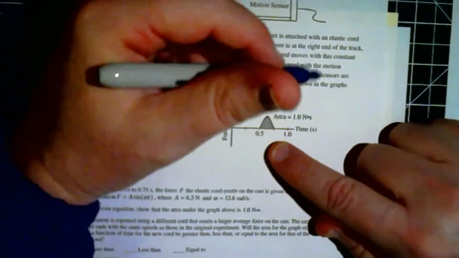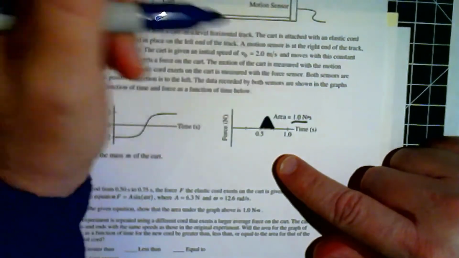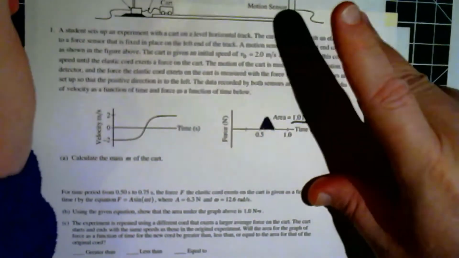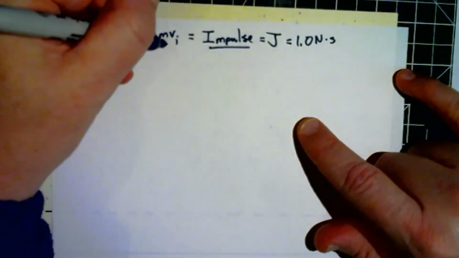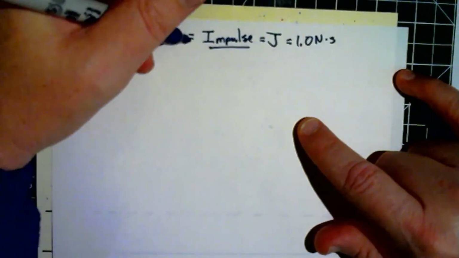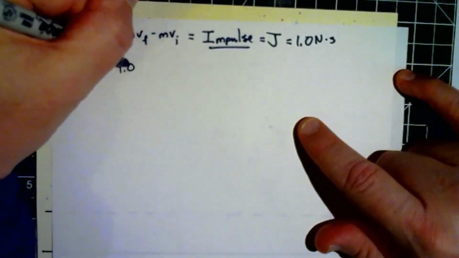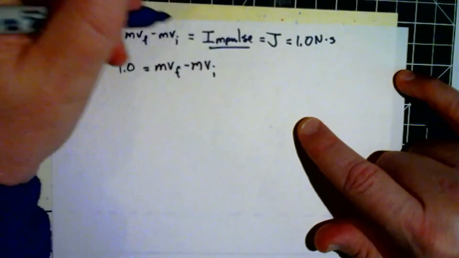Right here, this graph shows us that the area of this little shape is 1.0 Newton seconds. And so the impulse itself, which sometimes we call J, is equal to 1.0 Newton seconds. So what we can do is set our change of momentum, mv final minus mv initial, to our impulse. I'll set that up to where I say 1.0 is equal to mv final minus mv initial.